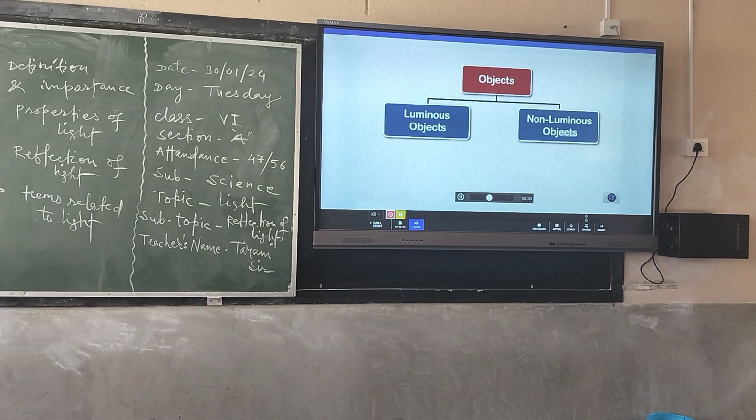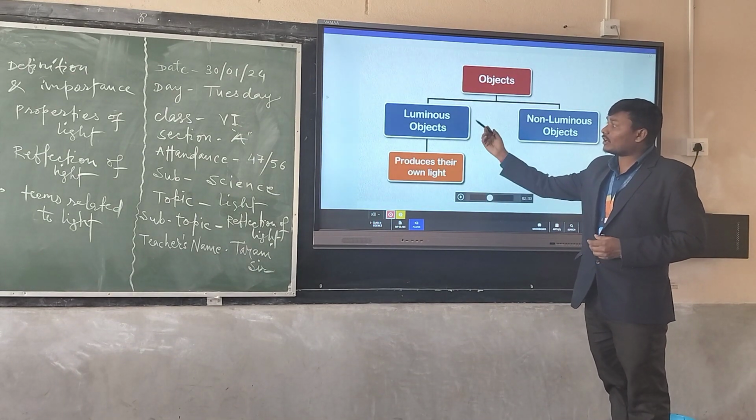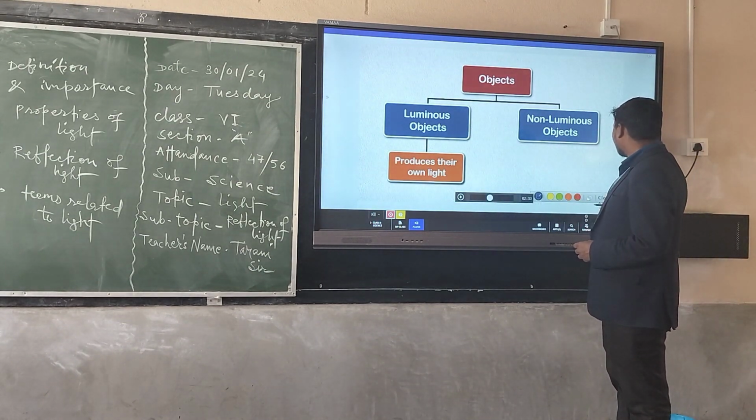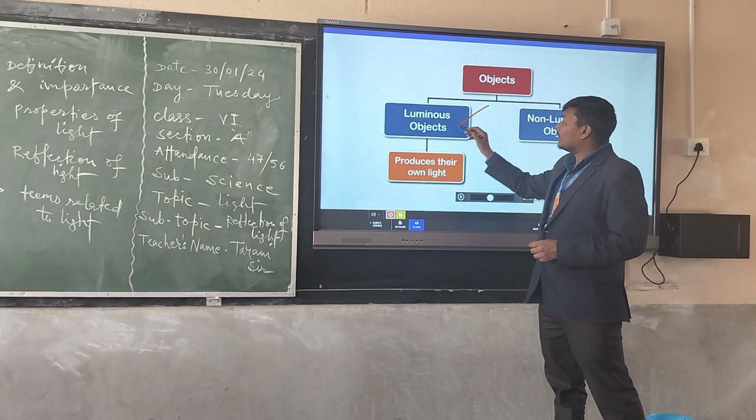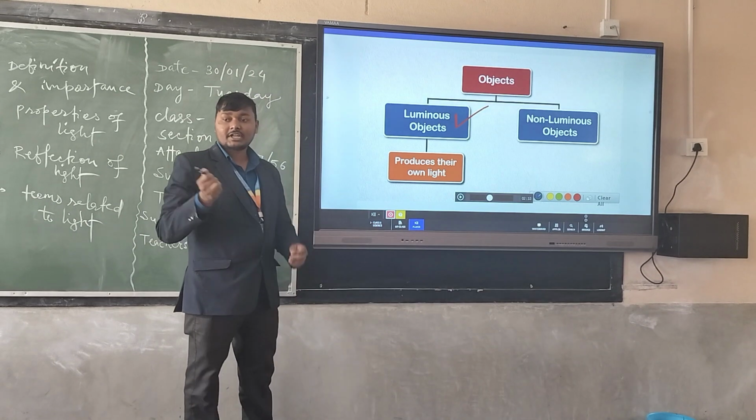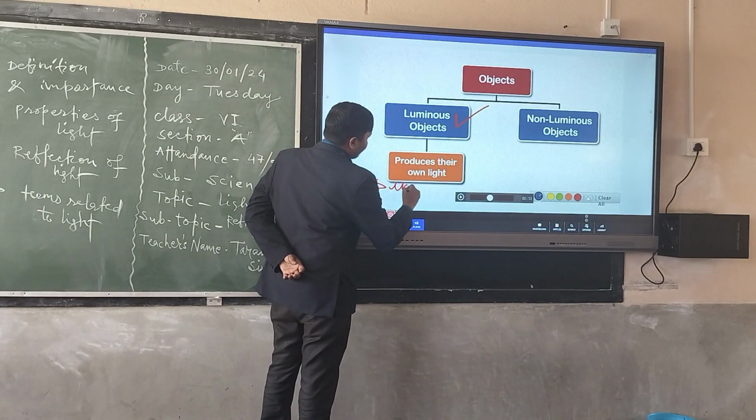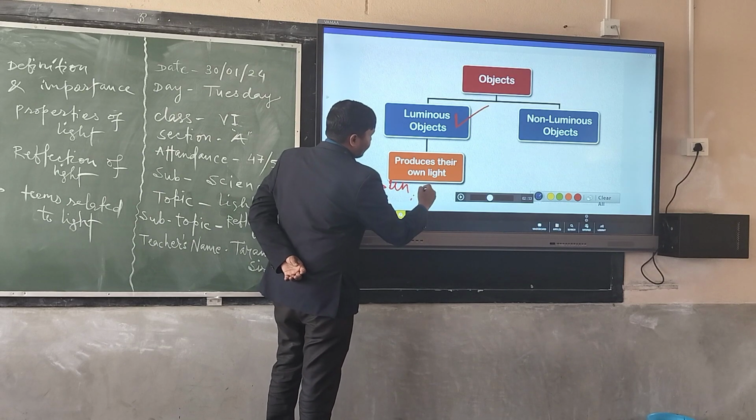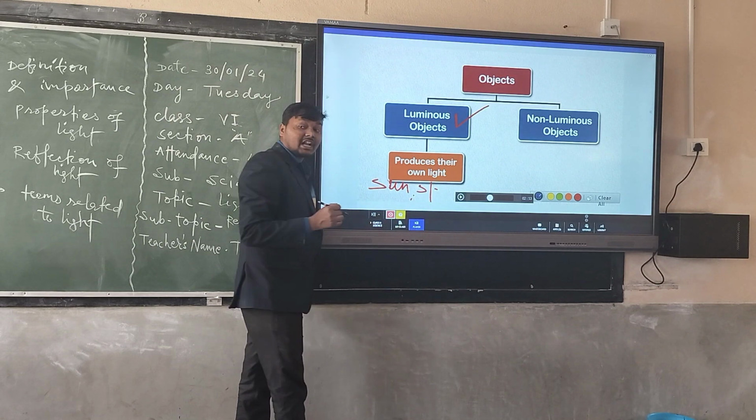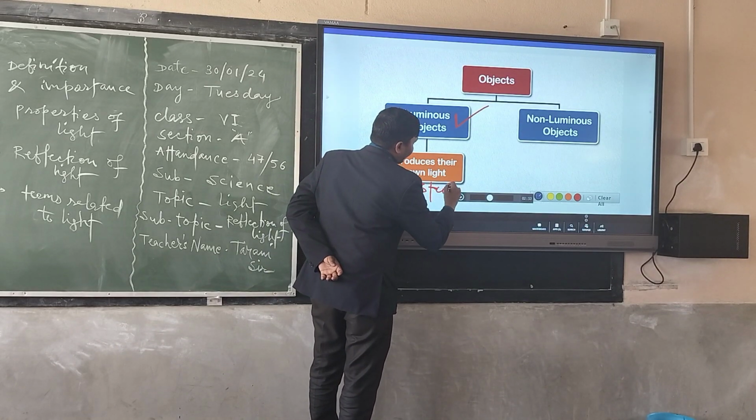There are two types of objects. Objects that produce their own light are called luminous objects. Can anyone give me some examples of luminous objects? Yes, give one by one. Sun. Sun, okay. Star. Here the thing is that the sun is also a type of star. Okay. Other stars.